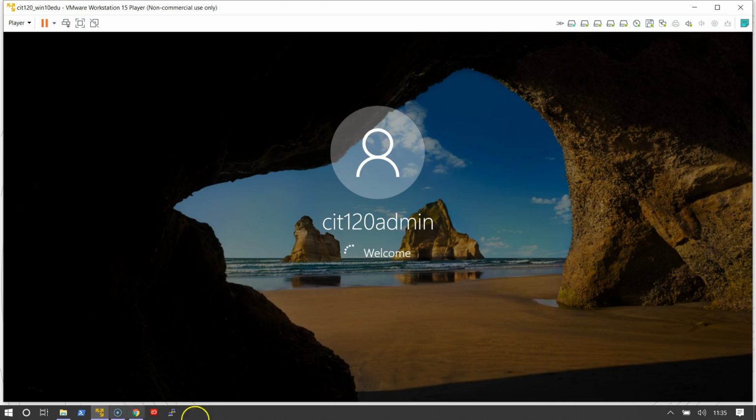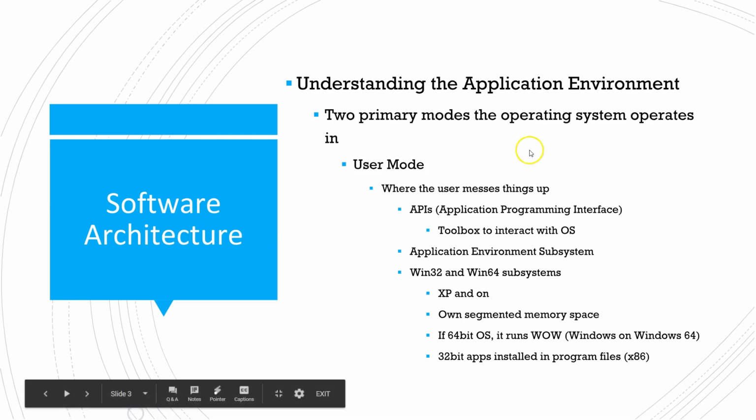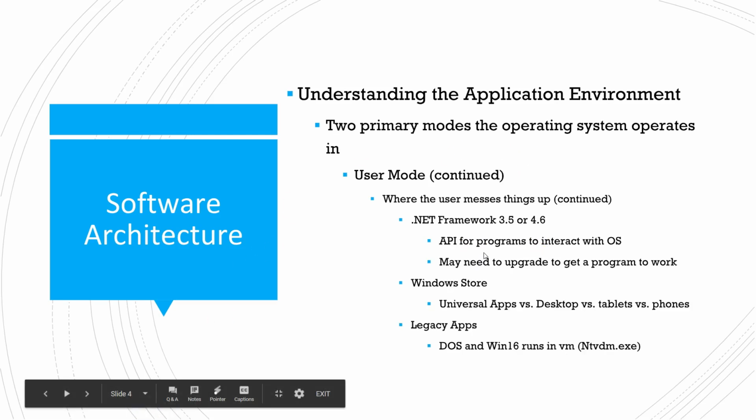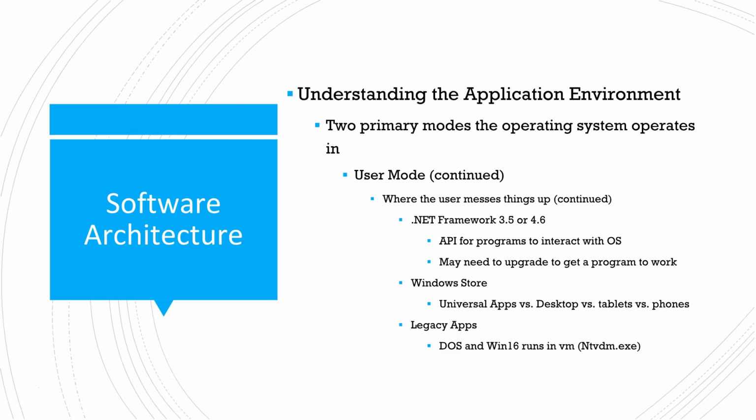All right. So 32-bit programs are installed in Program Files (x86). Again, you can change that. That's just the default. Some other things happen in user mode. We have the .NET Framework. Again, .NET is a very powerful API that Microsoft doesn't require, but would prefer that you use to write programs for Windows.